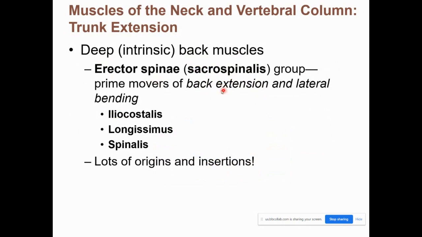The erector spinae group extends the back, right? Those are postural muscles to keep you straight or upright.